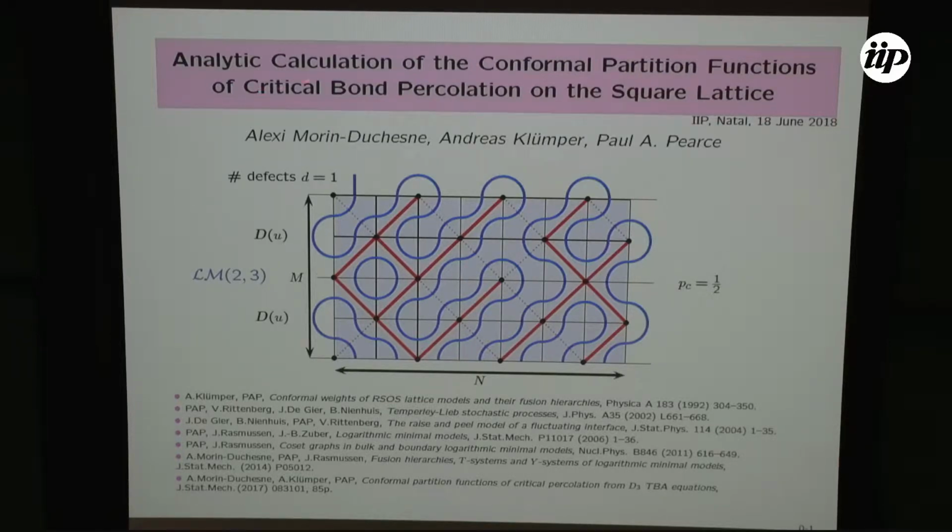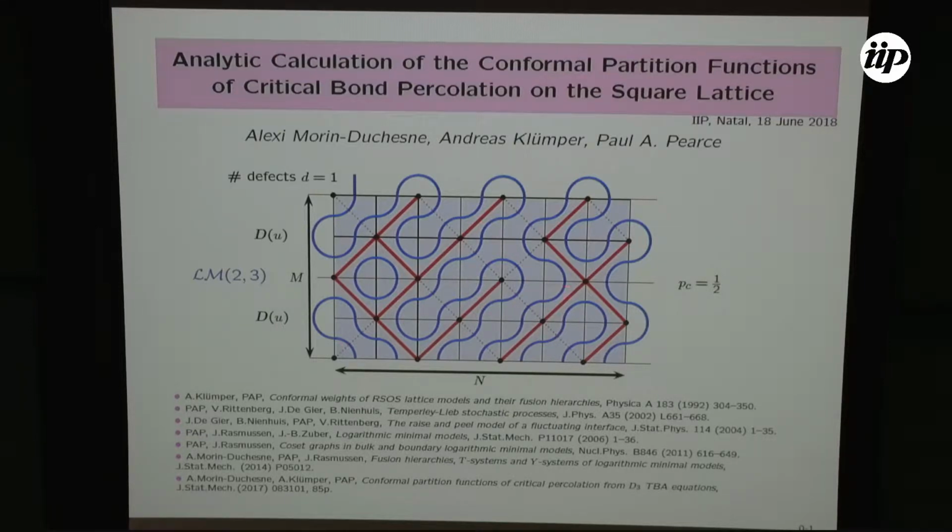The topic for my talk today is the analytic calculation of conformal partition functions of critical bond percolation on the square lattice. I'll speak mainly about this system on the strip, but really the main interest was the modular invariant partition function on the torus. There's been quite a lot of speculation about exactly what the modular invariant is, and so to settle the question, we decided to do an exact calculation.